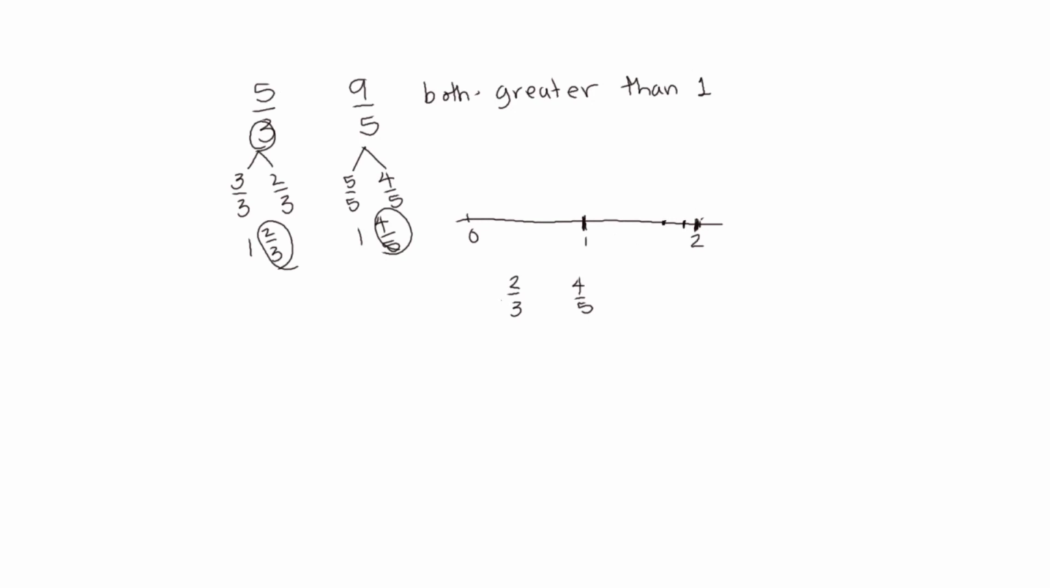So if we plot these, remembering that 1 and 2/3 started as 5/3 and 1 and 4/5 started as 9/5, on our number line we'd plot this as 5/3 and 9/5. Therefore, 5/3 is less than 9/5.